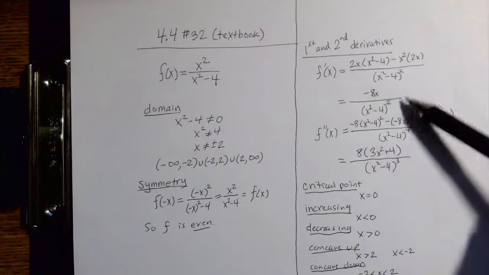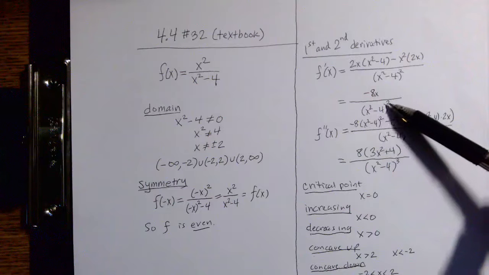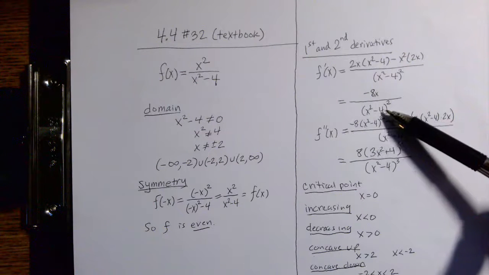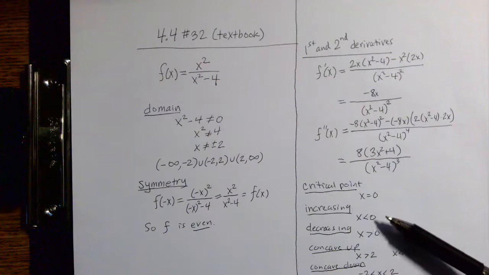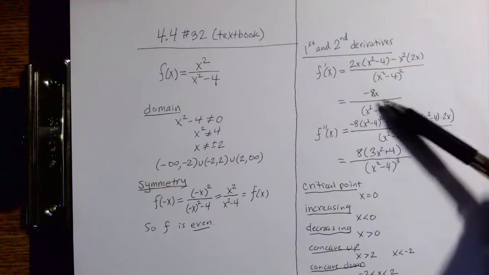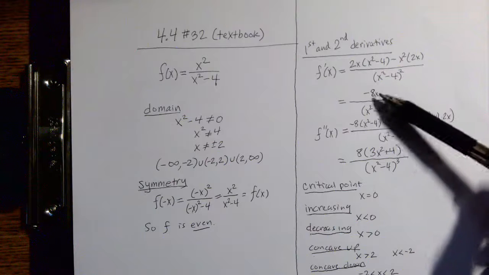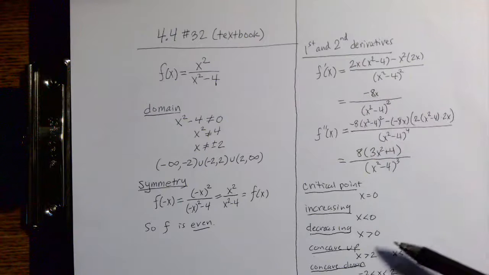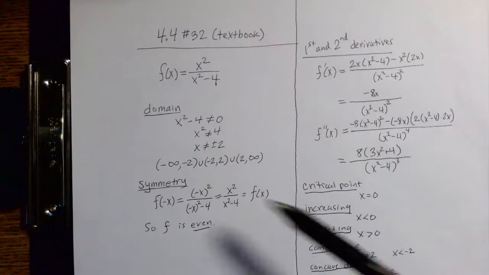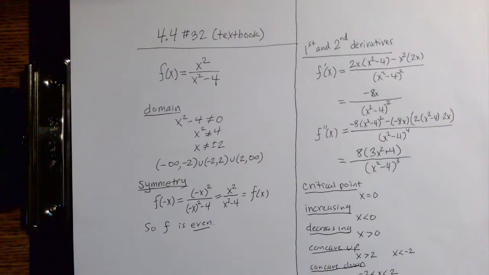If we look at the sign of the first derivative, well, that denominator is always non-negative, or in the domain is always positive. So the sign of the first derivative is determined by the sign of the numerator. And the numerator is positive when x is negative. The numerator is negative when x is positive. So we've got an increasing function f of x when x is negative, decreasing when x is positive. That'll be another thing to keep in mind when we get to the graph.